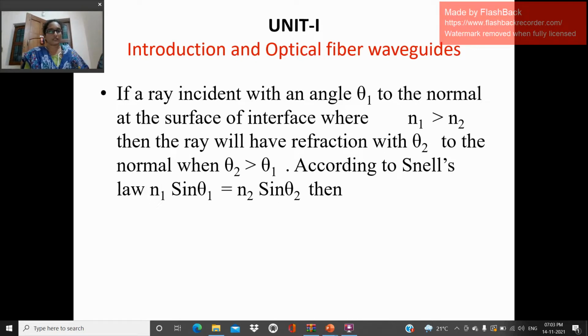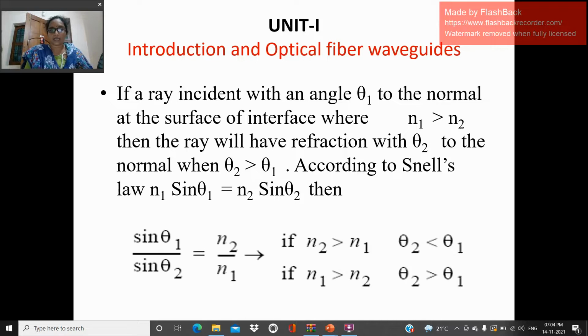If the first refractive index is greater than the second refractive index, then the angle is theta 1, and in the other case n2 is greater than n1. Here the angle of incidence is theta 1, and the refracted angle in the different dielectric medium is termed theta 2. According to Snell's law, we know n1 sin theta 1 is equal to n2 sin theta 2. So sin theta 1 by sin theta 2 is equal to n2 by n1. This is familiarly known as Snell's equation or Snell's law.